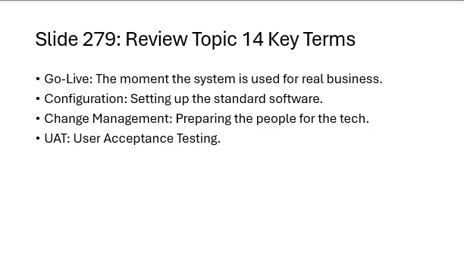Okay, so a few key terms in topic number 14. Number one, go live. This means that the ERP system is used for business. Configuration means setting up the standard ERP software. Change management, this prepares people for ERP technology. UAT, okay, the user acceptance testing is the final approval. All of these terms form the foundation of ERP implementation, and understanding them will help to navigate the ERP project efficiently.